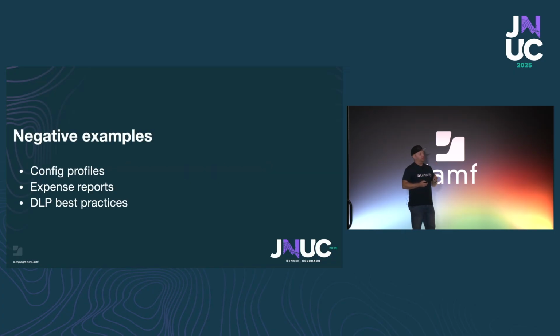And these are real things that I have seen when looking through some of the negative feedback on the AI assistant. Folks will open it and just type config profiles and then be upset with the answer that it gives. Expense reports, DLP best practices. If I went up to one of my coworkers and I just shouted config profiles in their face, they would have no idea how to help me, and the AI assistant doesn't either. It does not know what you want when you ask that.